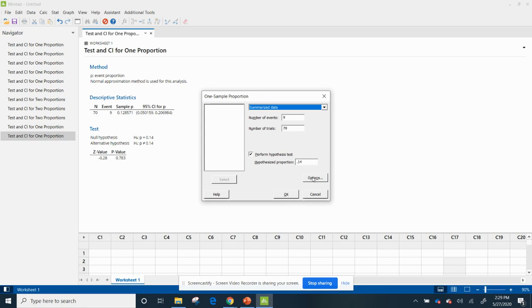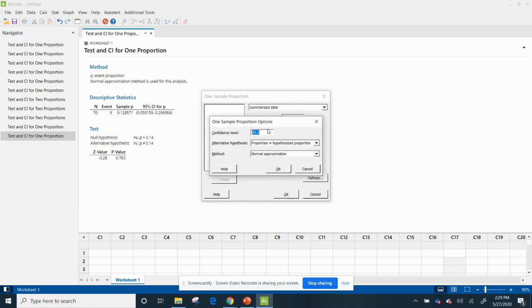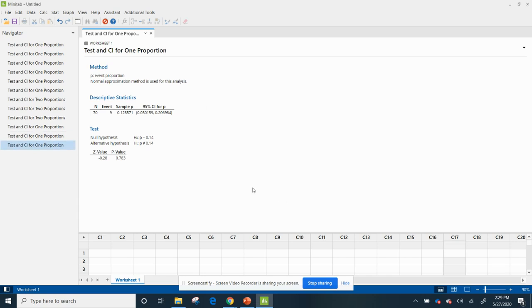It's 0.14. Options, 0.95, 95% because I've only got a level of significance of 0.05. Proportion does not equal the hypothesized proportion. Again, that's my alternative. I picked the not equals because that matches what I'm doing for my hypotheses. Select normal approximation, hit OK again.